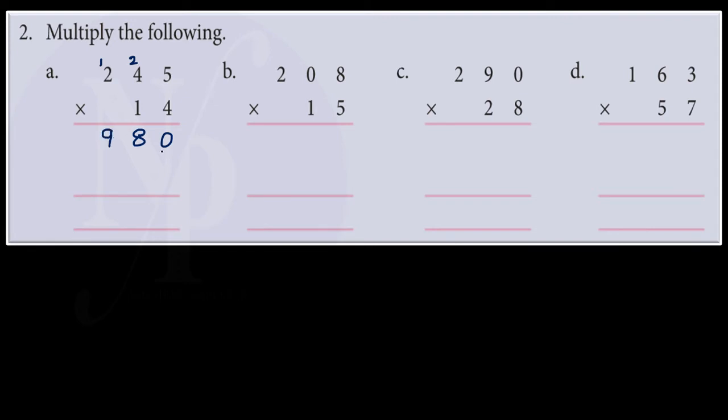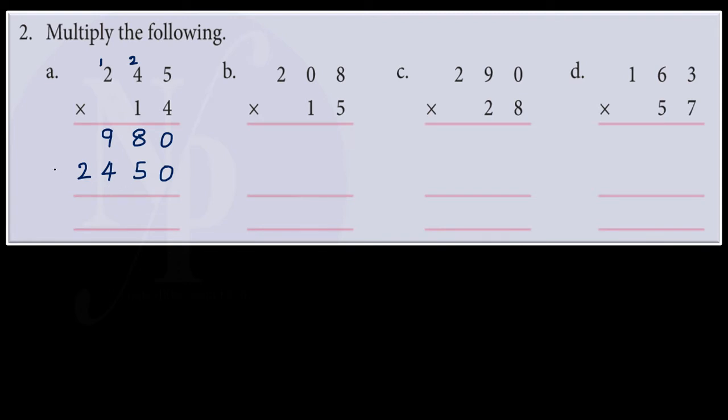Now let's multiply by 1. Before that we should put 0 here in ones place. And now we multiply by 1. 1 5s are 5. 1 4s are 4. 1 2s are 2.